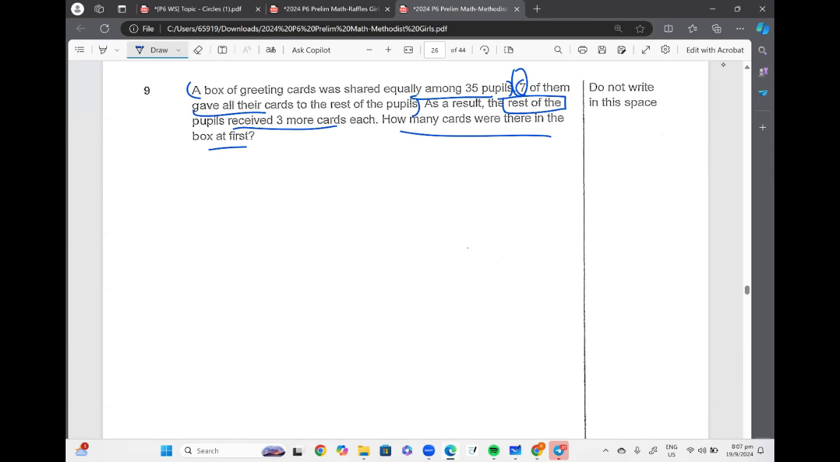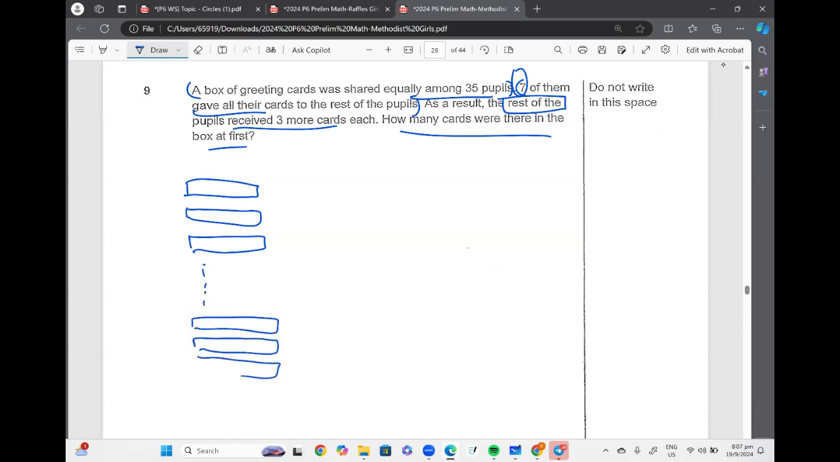So if 7 of them gave all, these 3 cards each is among how many people? We know that we draw until we have how many people? 33. But 7 of them, okay, 7. First person, second person, third person, all the way until the 7th person, they give away all the cards. And because of that, how many other people?